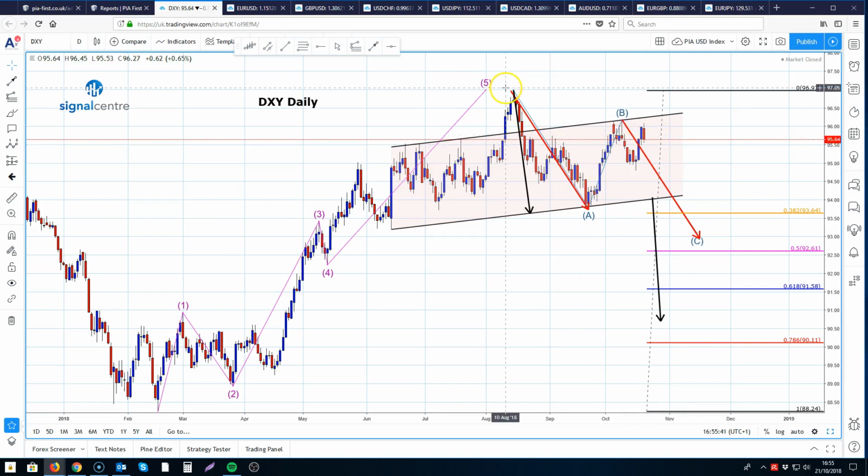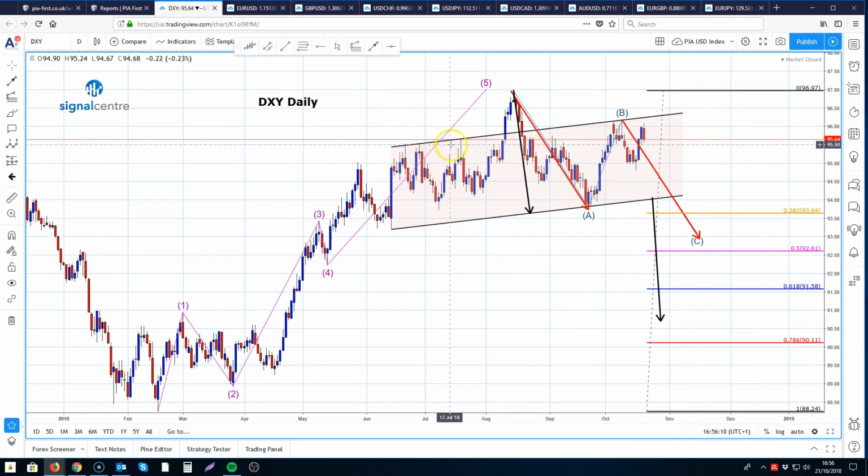I'm just highlighting these patterns, and this is an AB equals CD that takes us down to around 93. If this plays out to a head and shoulders pattern, then the measured move is from the break of the neckline, which is around 94, and that takes us further to the downside and past the 61.8% pullback level, all the way down to around 90.75. So we're expecting limited buying.